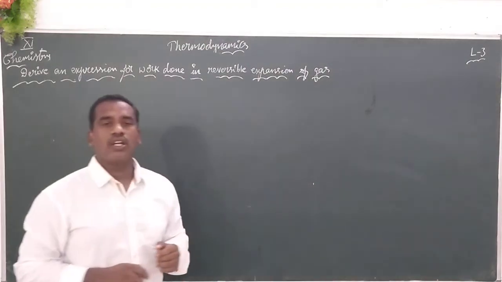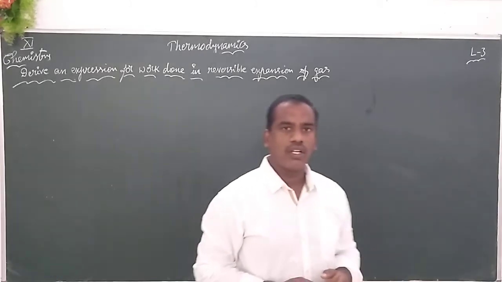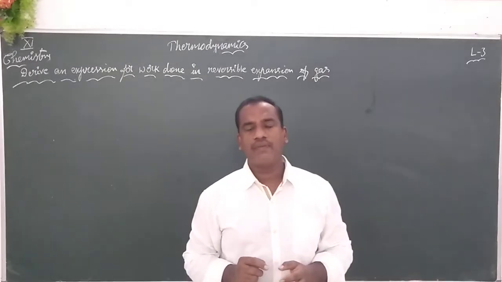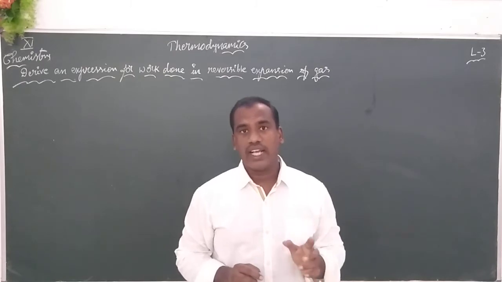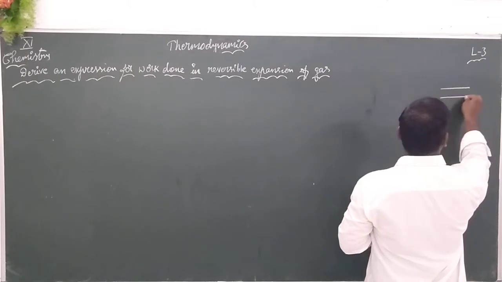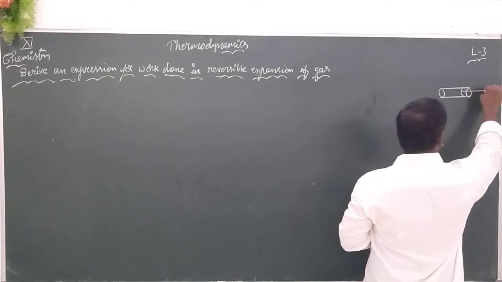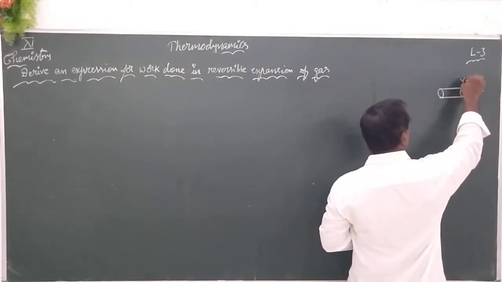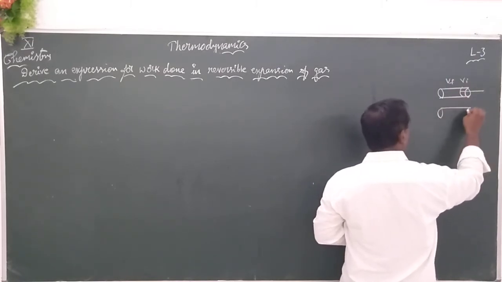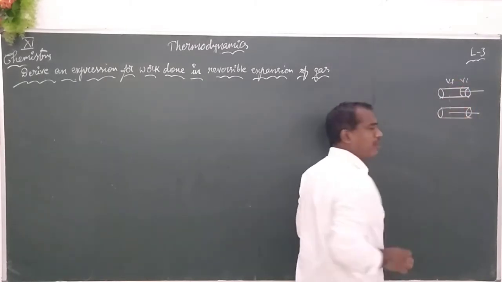Good morning, children. In the previous video, we learned how to derive an expression for the work done during an irreversible compression of the gas. We had taken one cylinder, and in the cylinder there used to be one piston here in the initial stage. This is the volume initially, and after compression, the piston reaches the final volume.